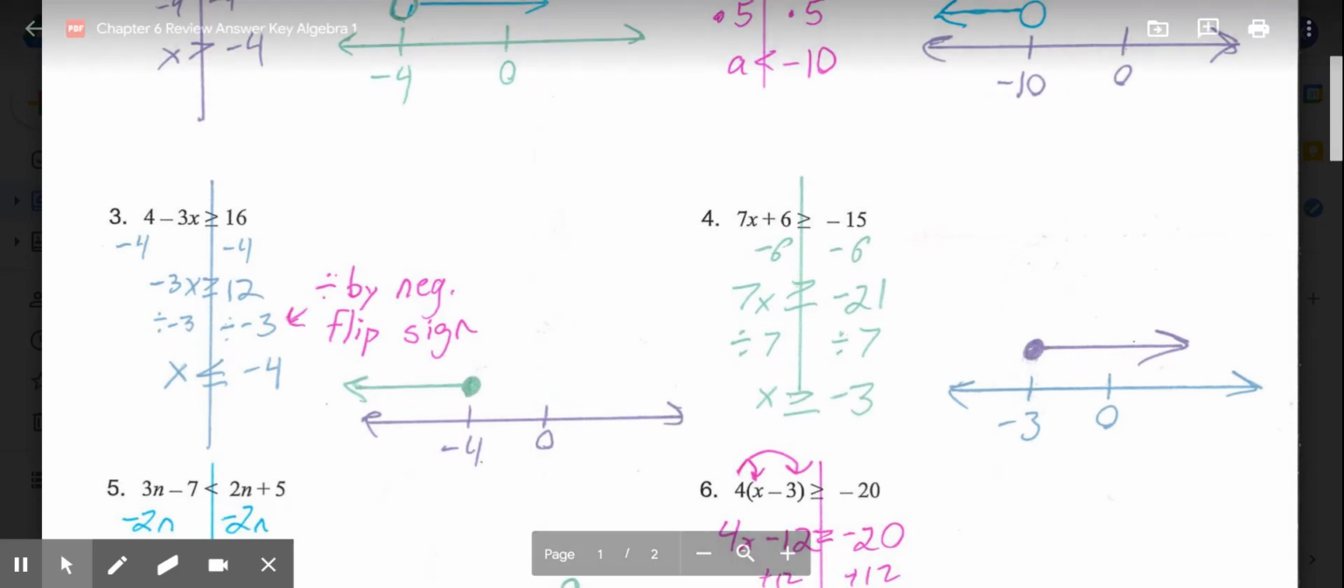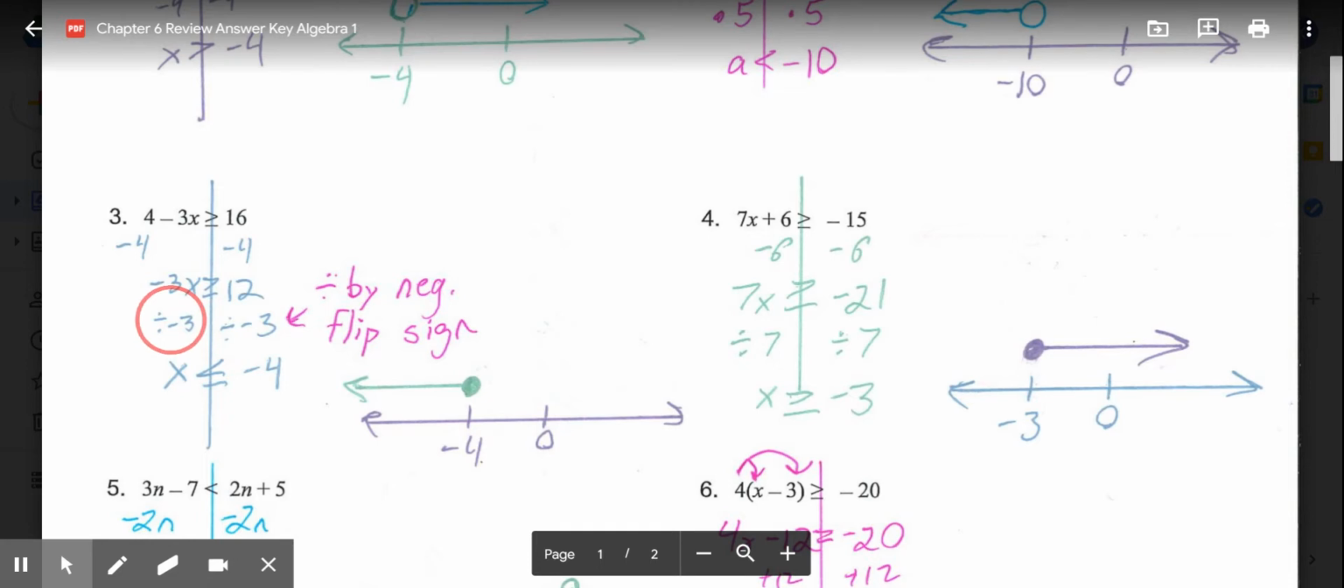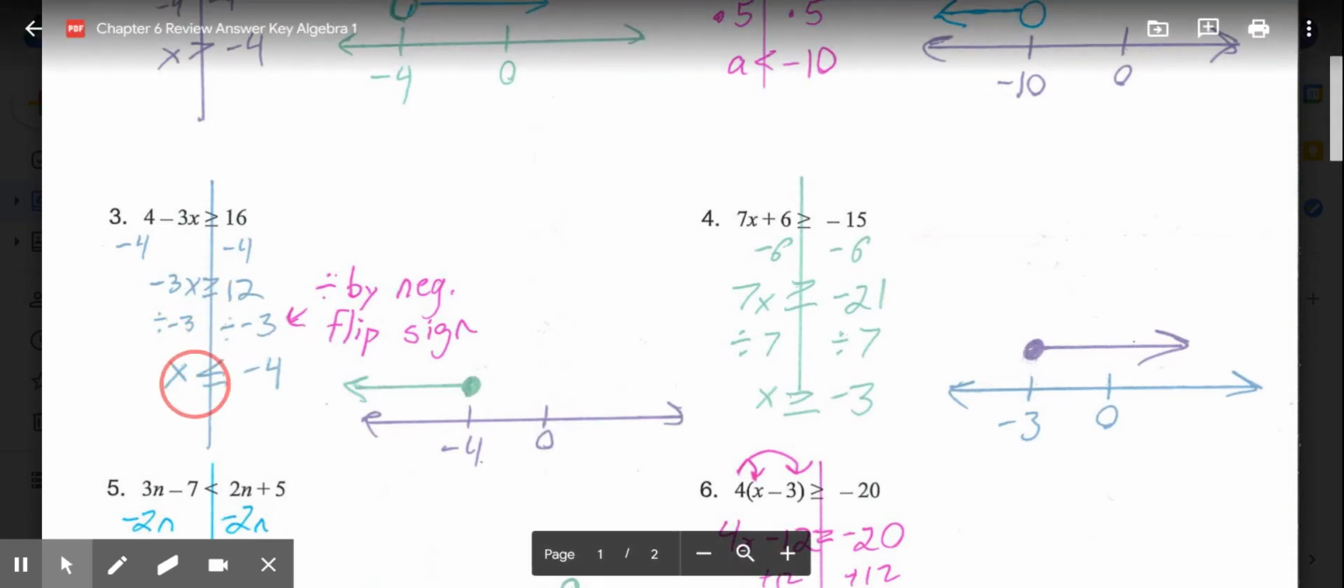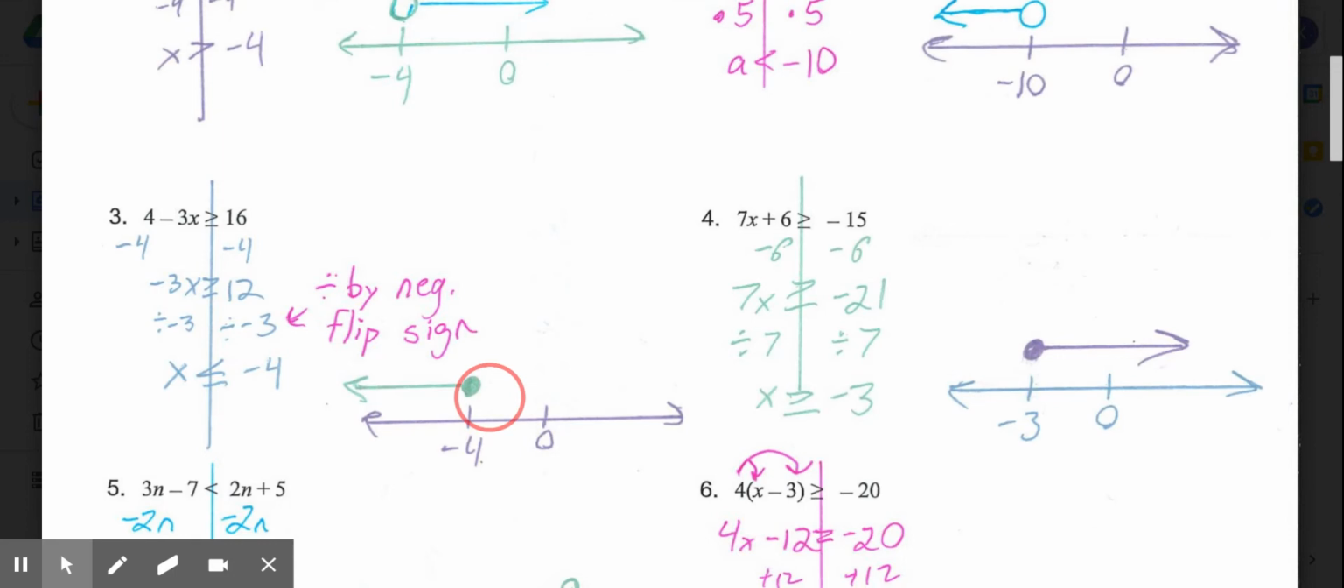In 3, we have to subtract 4 from each side and then divide by the -3 to get x alone. So 12 divided by -3 is a -4. Remember to flip the inequality, so your final answer is x is less than or equal to -4. So we'd have a filled in circle at -4 and the arrow going to the values less than -4.